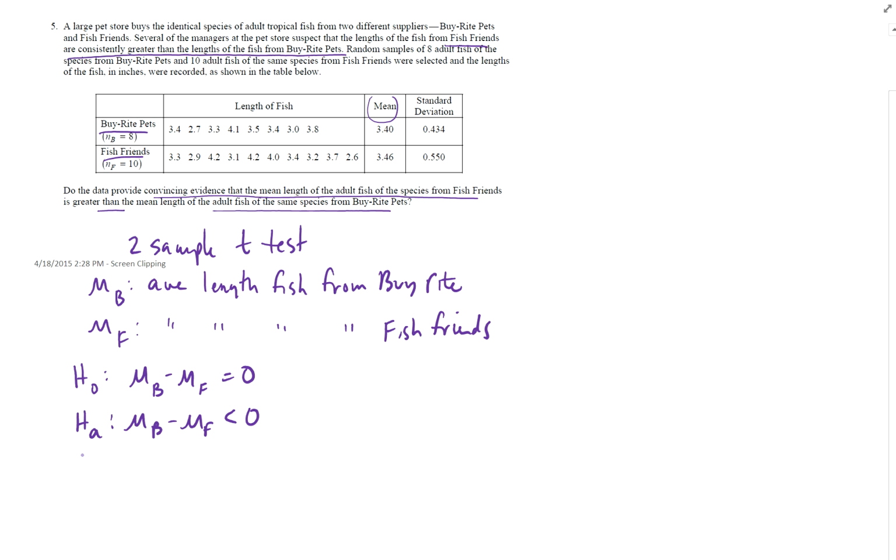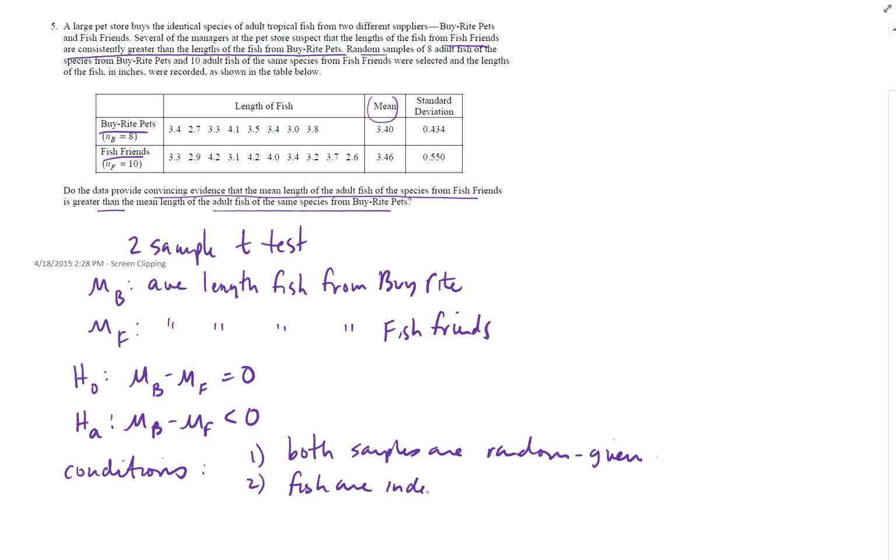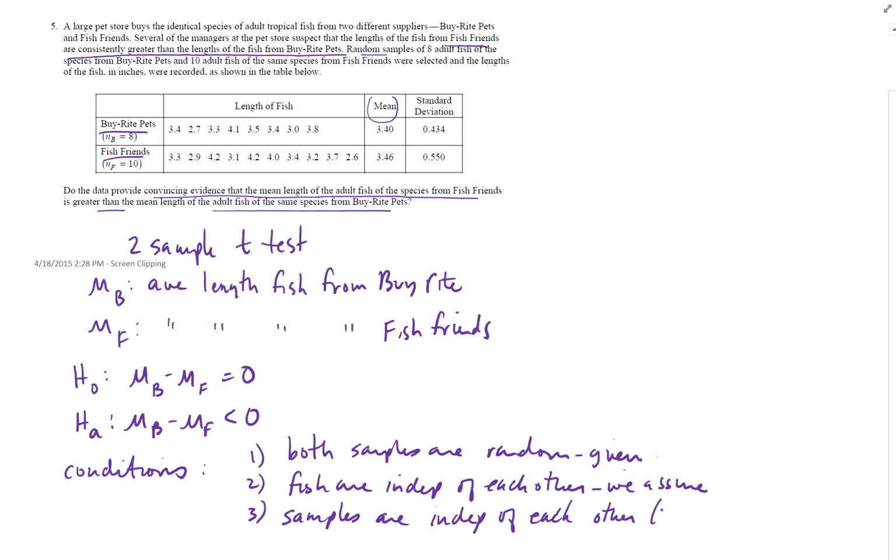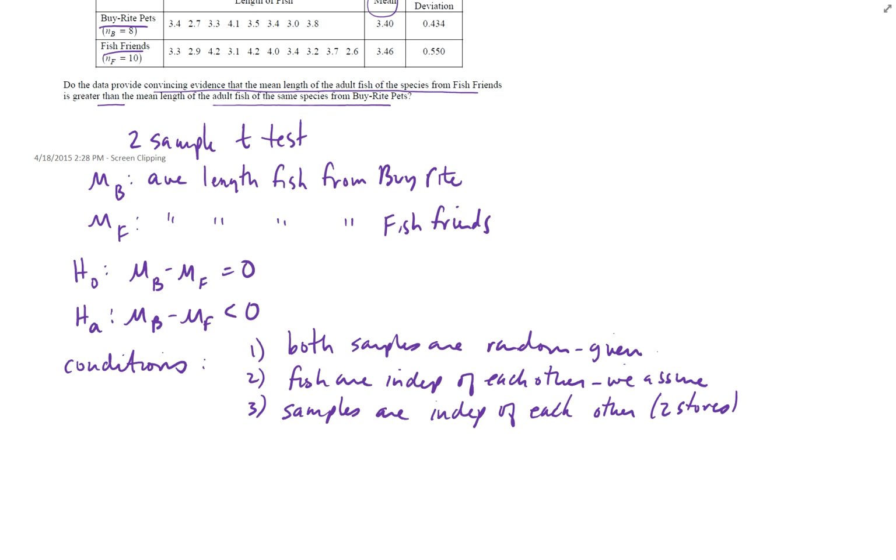Okay, so this is the first part of the test. Then you've got to check your conditions. One, both samples random. Did it tell us? It says random samples. Both samples are random. Okay, given. Two, the fish are independent of each other. Not given, I'm sorry. We assume that the lengths are independent of each other. Three, the samples are independent of each other. Two stores. That's reasonable.